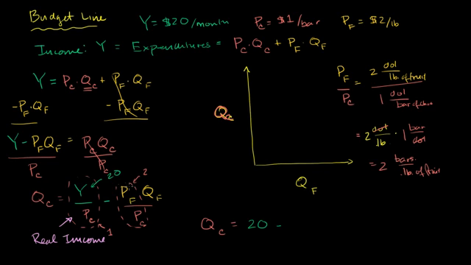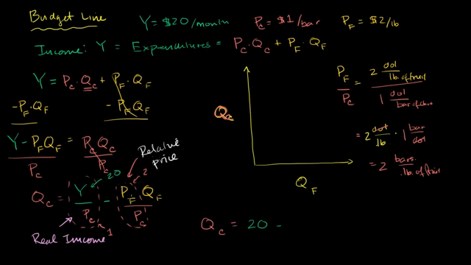So you can view this as the relative price. So this right over here is the relative price of fruit in this example. It's telling you the opportunity cost. It's telling you how much fruit costs in terms of chocolate bars.